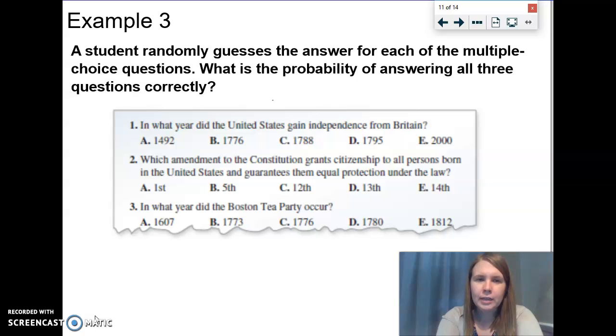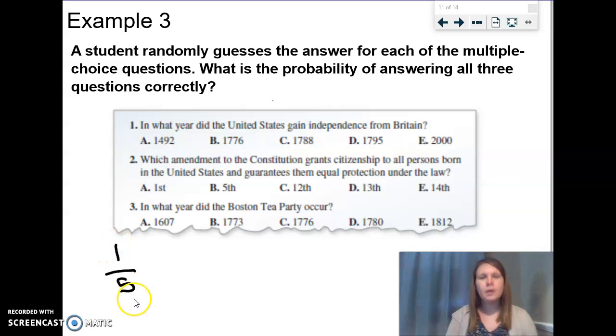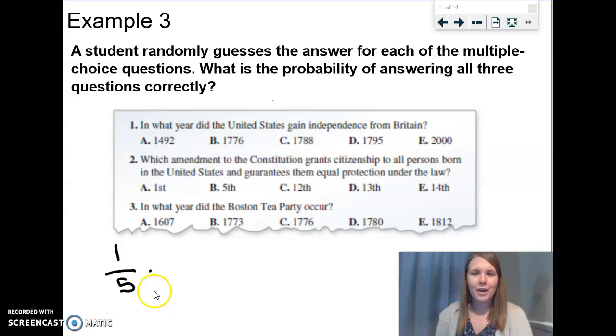I can tell by looking at each problem there's an answer A, B, C, D, and E. That means 5 choices for each one. So for problem number 1, you have 5 options. You remember your outcomes are on the bottom, and only one of the answers is going to be correct, so 1 out of 5. The same thing is going to happen for problem number 2. You have 5 options, only one of them is going to be correct. So each one of these has a probability of 1/5 of being answered correctly.